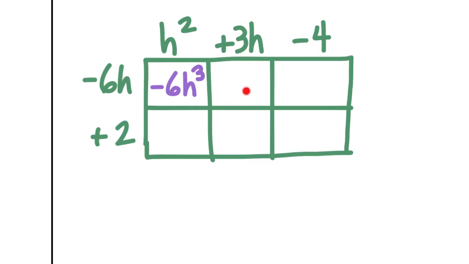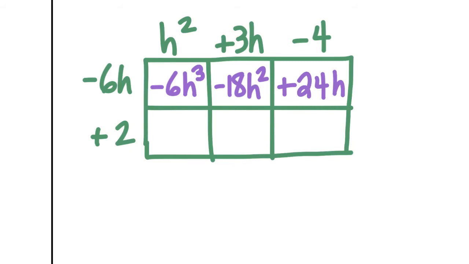Okay, now let's go to the middle. Negative 6h times 3h. Negative 6 times 3 is 18. So negative 18. And then for the h's, there's now 2 of them. Okay, and then this square here, negative 6h times negative 4. Remember that a negative times a negative makes that positive. So that'll be positive 24h.